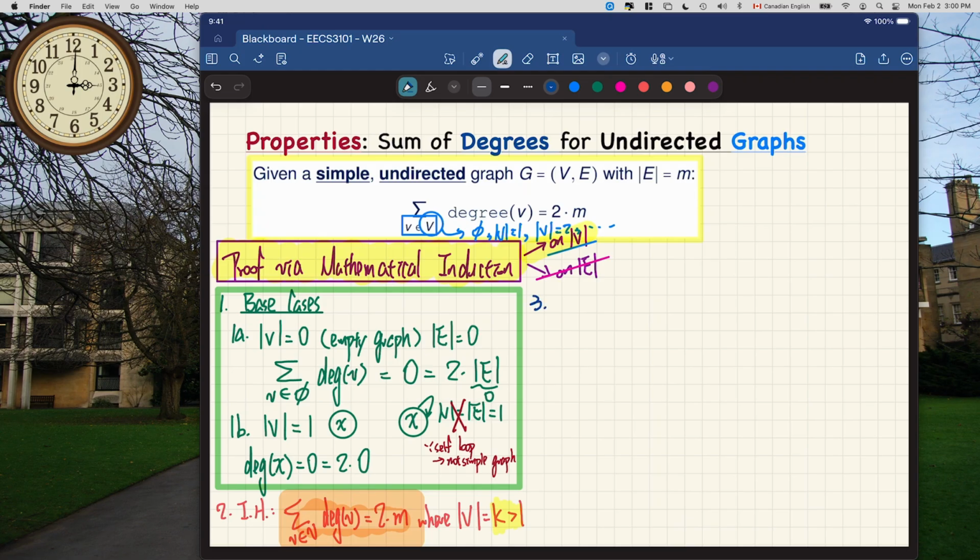Okay, step number 3. We have to show the property holds. Oh, you know what? Sorry, let me rephrase it. I beg your pardon. Let me start a little bit better. Okay. What we want to do is we want to make a strictly larger graph and then show the property holds.